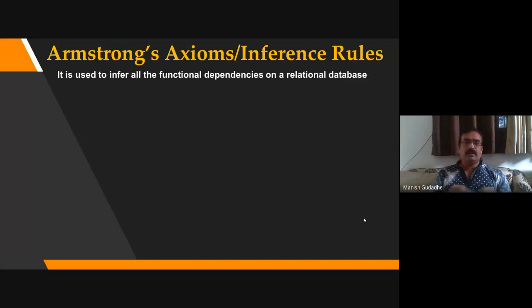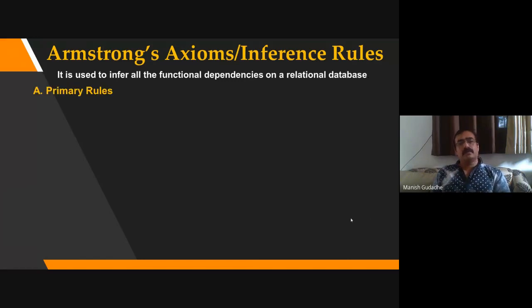Blindly, this carries minimum 5 to 6 marks in your university paper. Armstrong axioms or inference rules are used to infer all the functional dependencies on a relational database. We'll have a relational database and a certain set of FDs available, and from that we are going to infer which other FDs may also exist. There are 7 different rules, out of which 3 are primary rules and 4 are secondary rules. We are going to see them one by one, followed by a problem based on these inference rules or axioms.